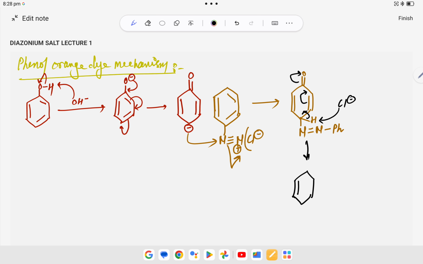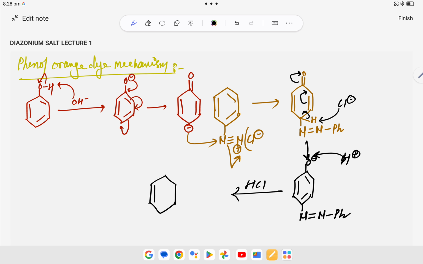Double bond, double bond, double bond, oxygen with negative sign, here nitrogen double bond, and here phenol is attached. So that HCl is formed, no, by H and Cl. So that H plus approaches the oxygen, and finally our dye is formed. That is the mechanism.